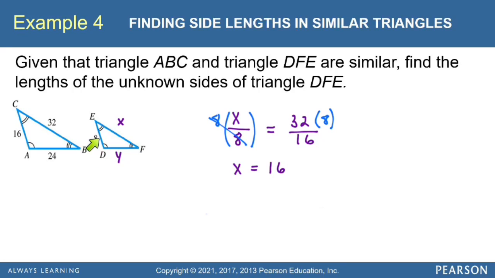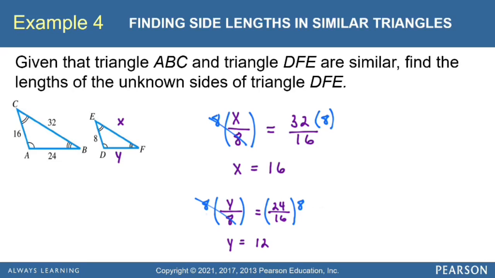And we could do the same thing for side y. So if we write a fraction that's y over 8, then our other fraction will have to be the same two sides from the bigger triangle, and that would be equals 24 over 16. Because side y corresponds to the side that's length 24, and the side of length 8 corresponds to the side of length 16 from the bigger triangle. So now multiply both sides by 8, and we know that y is going to be equal to 12. 24 times 8 divided by 16 will be 12.